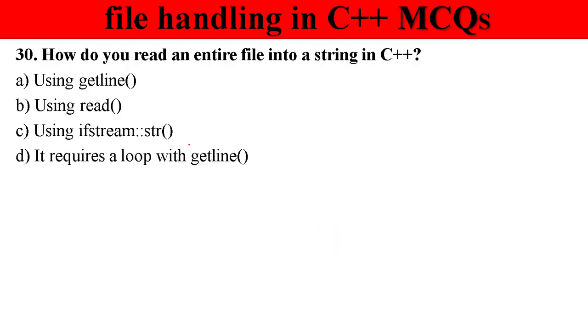Question number 30. How do you read an entire file into a string in C++? A. Using getline. B. Using read. C. Using ifstream. D. It requires a loop with getline. The correct answer is D. It requires a loop with getline.